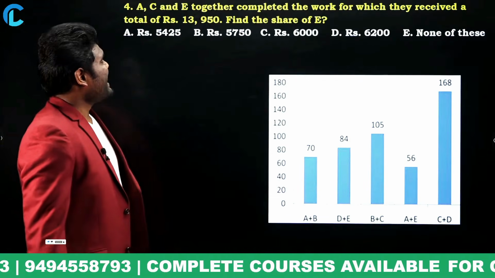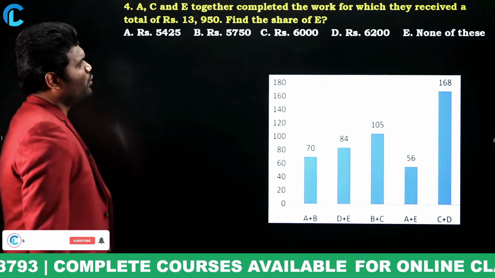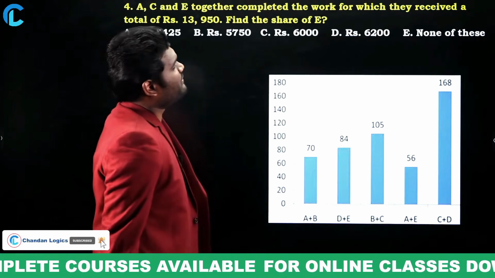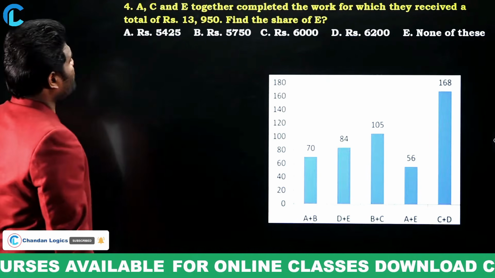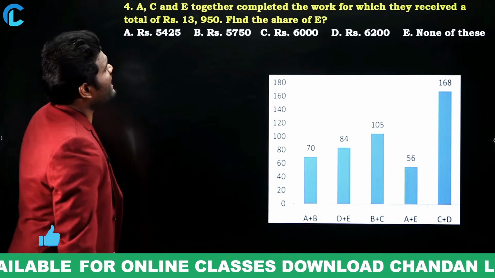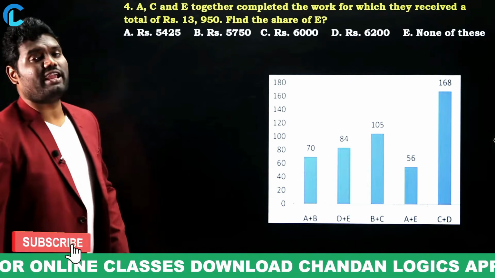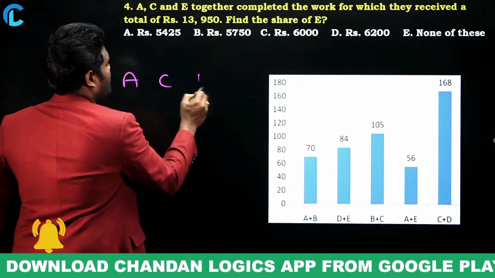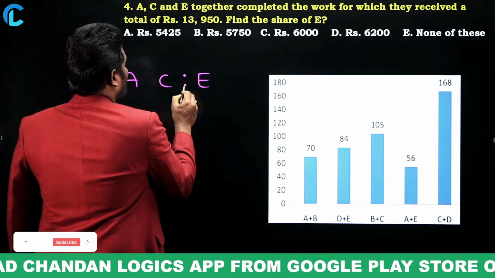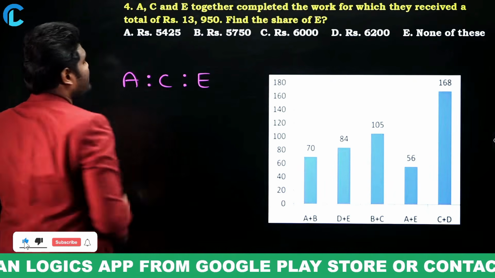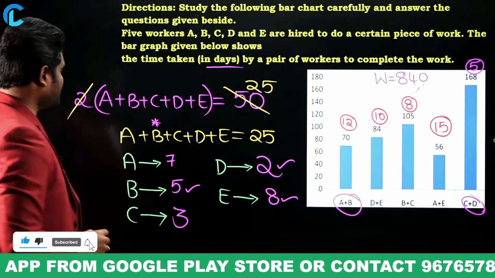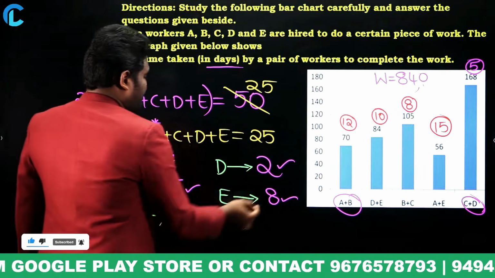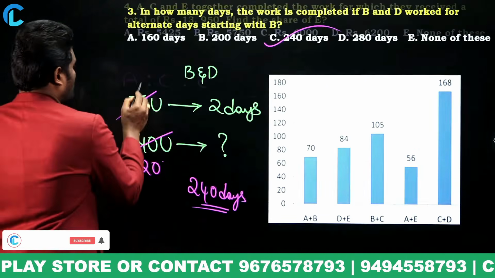Next question. A, C and E together complete the work for which they received a total of rupees 13,950. Find the share of E. Very simple question. Who are doing the work? A, C, E. Yes or no? Now, to distribute money, I need to know their efficiency. A, C, E efficiency: A 7, C 3, E 8.